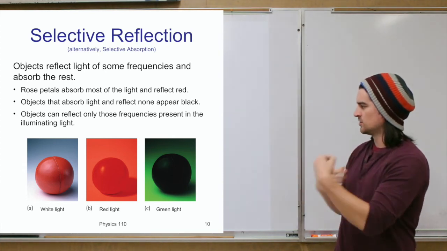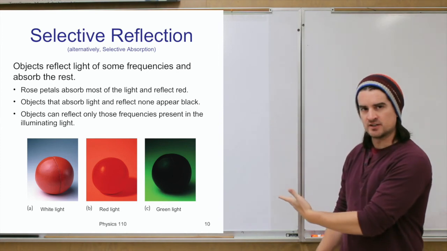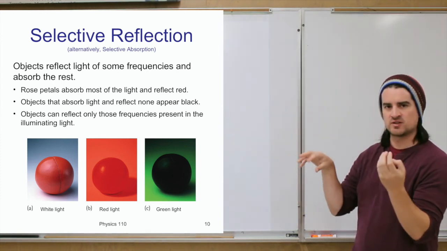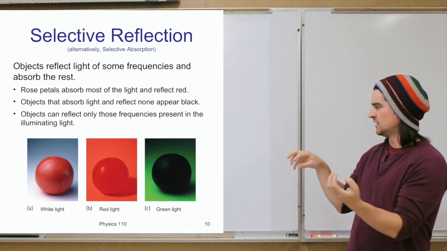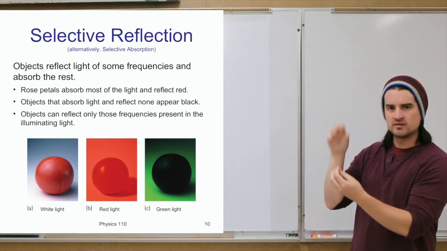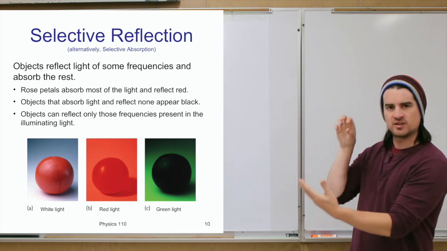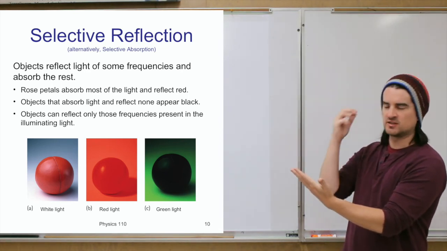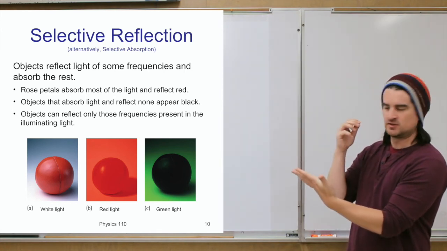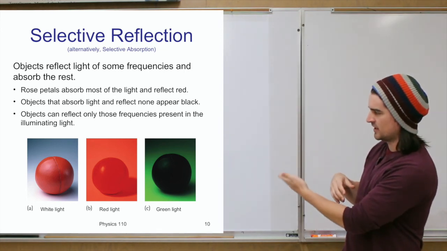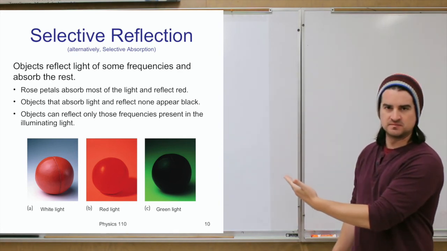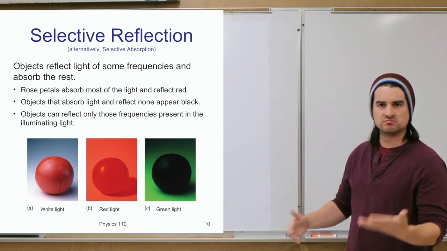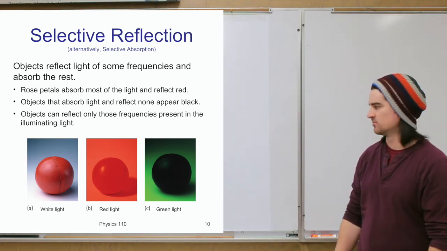However, if you were to shine a green light on that ball, green is essentially completely separate from red, and so in that green light there are no red photons, no red wavelengths being shined on that ball. Therefore, there's nothing to be reflected. It would only reflect those red photons. So that's why if you shine a green light on a red ball, it looks black, because there's no red to reflect back. Black is essentially just the absence of visible light.